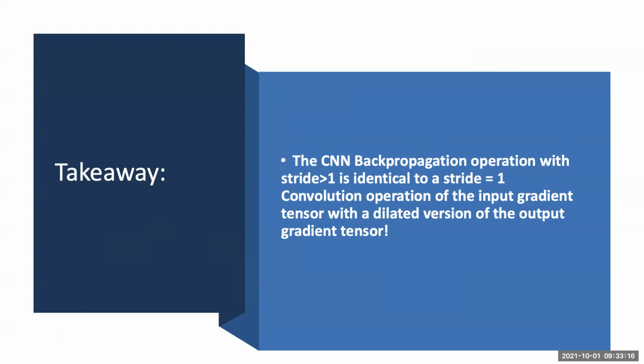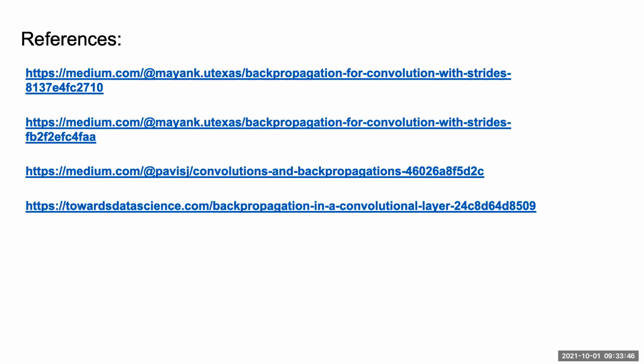And yeah, the backprop operation is basically similar when stride is greater than 1 or stride is equal to 1. The only thing is that when you use a stride greater than 1, your output map reduces, the output size reduces, and so you would have to upsample your gradients before you are able to do your backpropagation operation on it. So yeah, these are references you could visit to learn more about backprop with CNN.